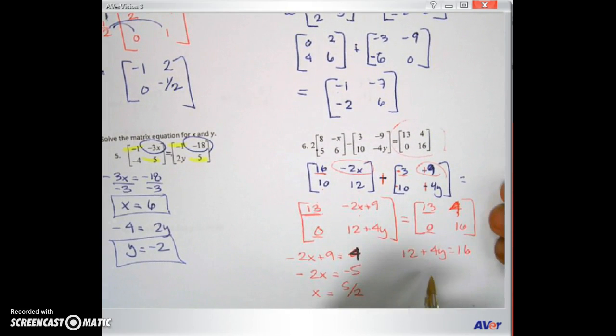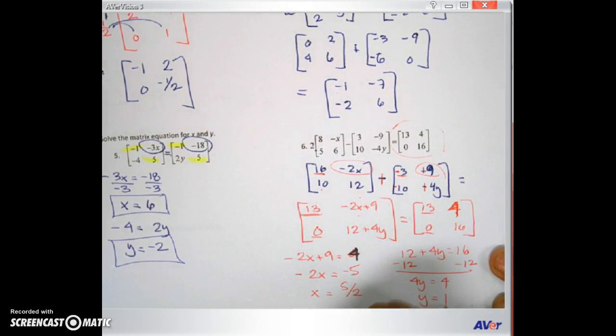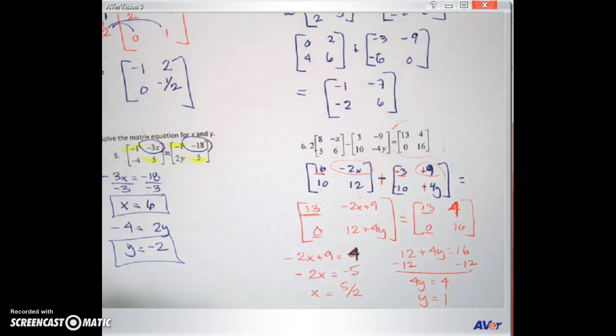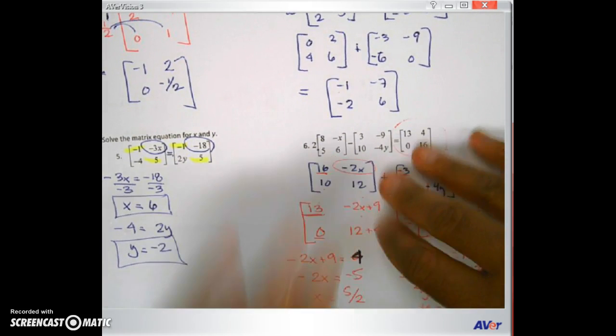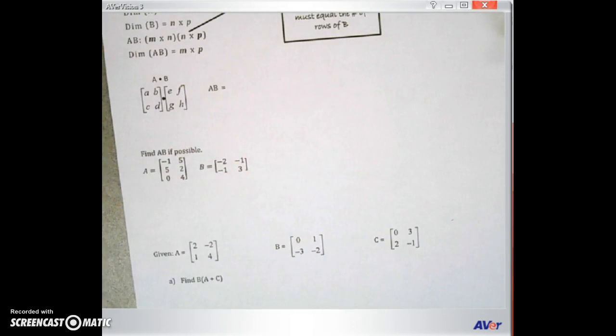And then for this one, I will subtract 12 on both sides. And I have 4y is equal to 4, so y is equal to 1. All right, love it. So that was 12.1, and then part of 12.2.